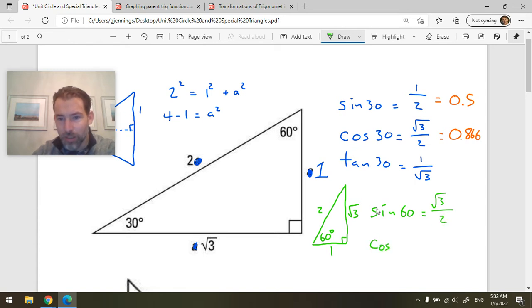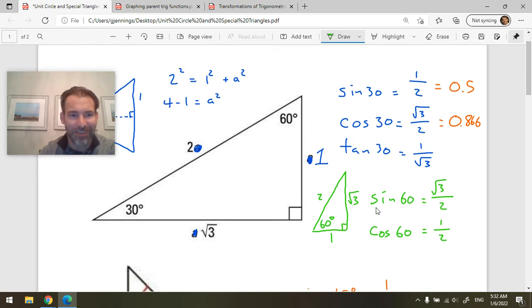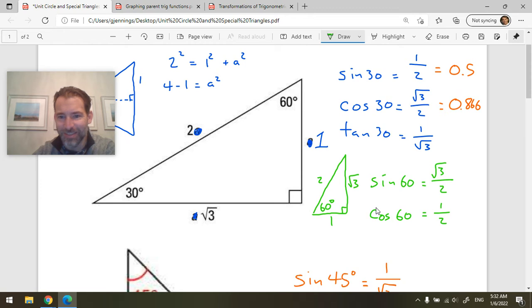Cosine 60 is equal to 1 over 2. Oh, isn't that interesting? We had that up there, sine 30. 1 over 2. And then tan of 60 is root 3 over 1. So it's just that one flipped. Cool, eh? So tan 60 equals root 3 over 1. I'm not going to write the over 1 because when we're dividing by 1, we don't usually write that.